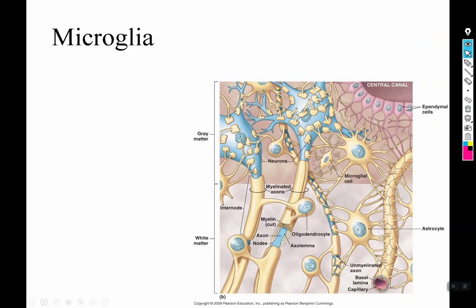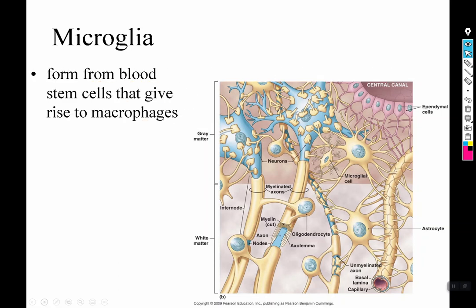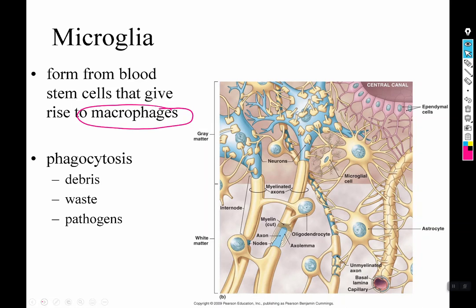So, moving on to microglia. Micro means very small. These are actually related to macrophages. They come from the same stem cells, and because of that, they have related functions. So one of the things that these little guys do is they eat up debris.